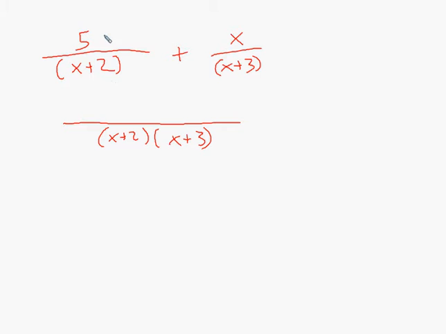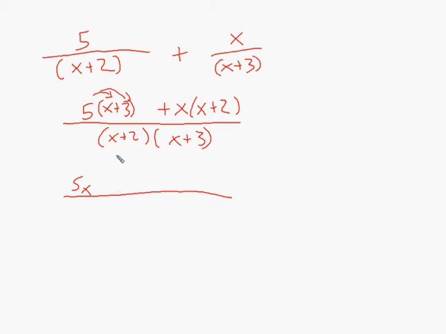So, what do I need to multiply the first numerator by? X plus 3. What do I need to multiply the next numerator by? X plus 2. What do you think you should do next? Cancel. No, we cannot just cancel. Distribute. Why can't you cancel? There's addition. I cannot cancel through addition. There's a plus sign right here. So I need to distribute. Boom.